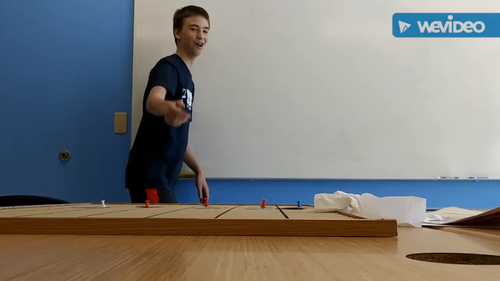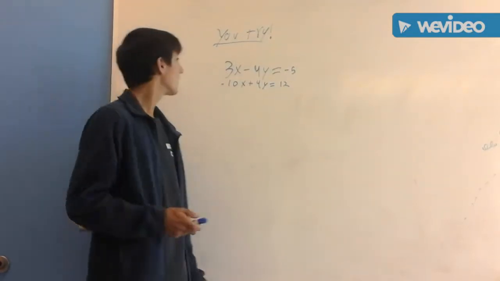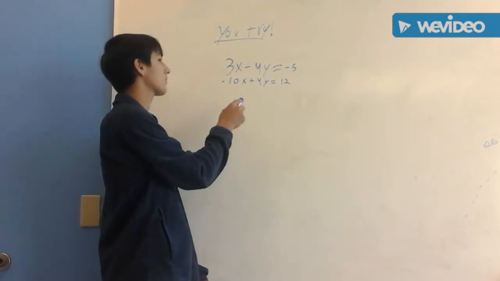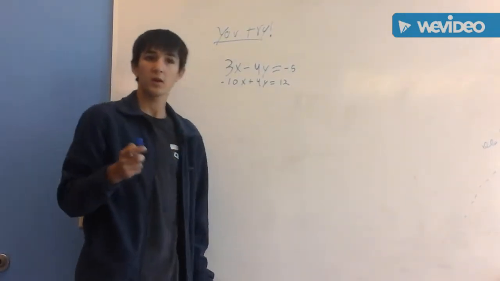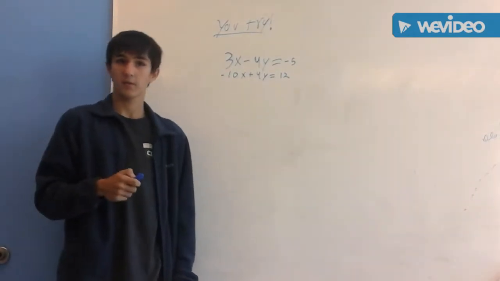Toss over to Keaton for a you-try. Let's have you do this problem. 3x minus 4y equals negative 5, and negative 10x plus 4y equals 12. Pause your video and try this. Don't skip ahead. Negative 1, comma 0.5. You were right. Rock on.